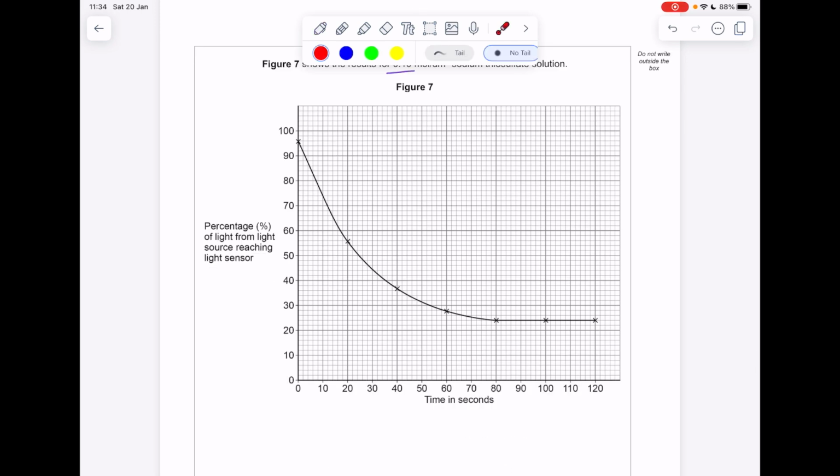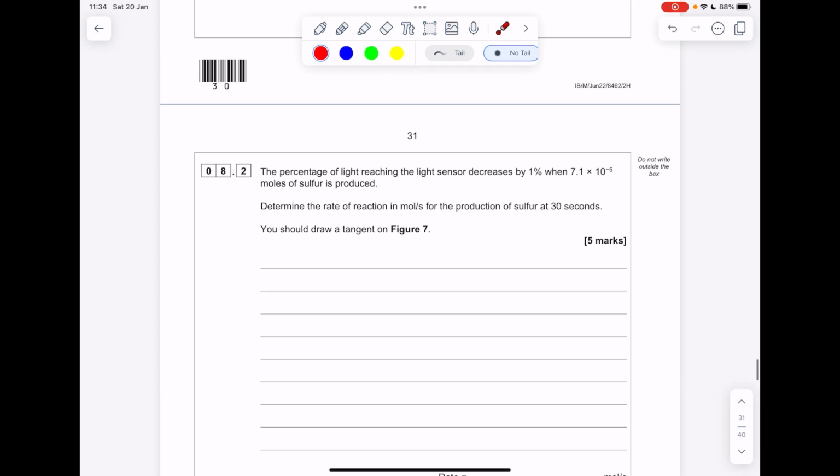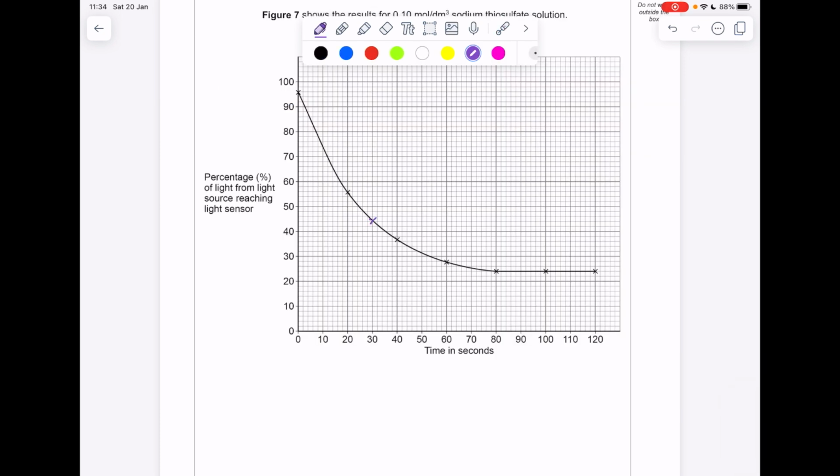As you'd expect, as the experiment goes on, the percentage of light from the light source reaching the light sensor decreases because of that solid sulfur that was made. The percentage of light reaching the light sensor decreases by 1% when 7.1 times 10 to the minus 5 moles of sulfur is produced. Determine the rate of reaction in moles per second for the production of sulfur at 30 seconds. You should draw a tangent. 5 marks.